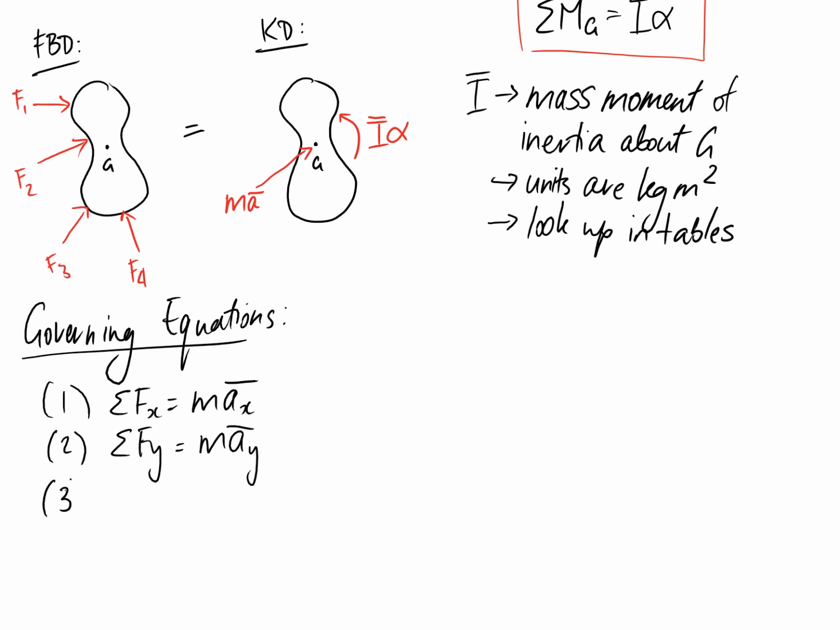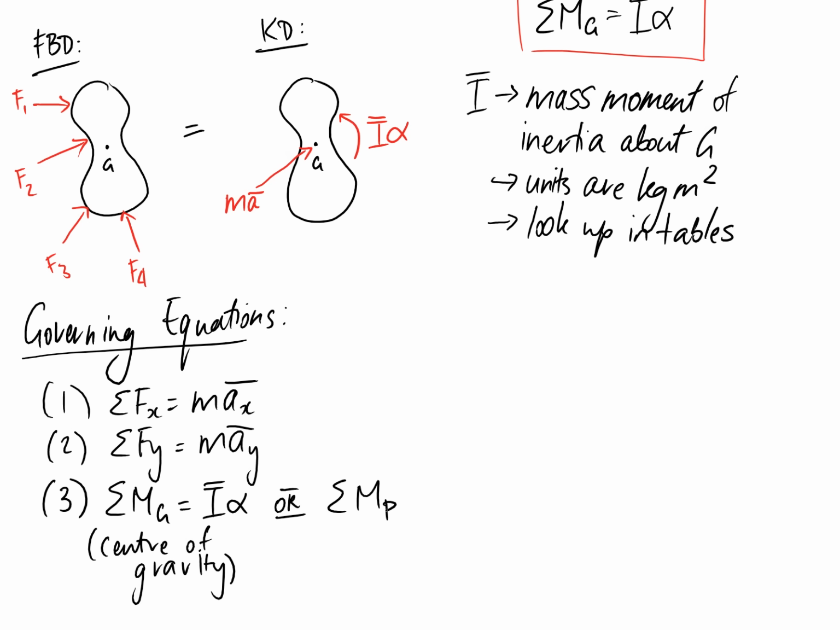The other governing equation is the moment one, and we already discussed what it looks like when you sum about the center of gravity. It becomes I bar alpha. But we can have some other ones. What happens if we wanted to sum about some random point on our body? Let's call that point P. So the equation becomes I bar alpha, but then you have this extra part, which is m a d.